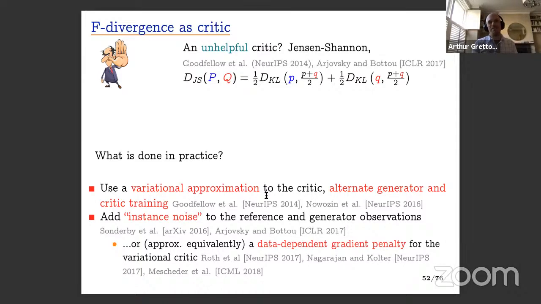So basically, Jensen-Shannon, if you were doing it perfectly, would not be a helpful critic. And to the extent that GANs work, it's because they're not computing Jensen-Shannon, but they're computing a lower bound on it, which ends up being useful for GANs.